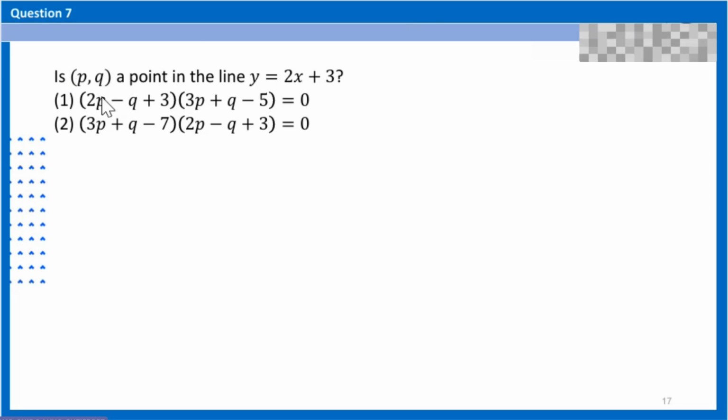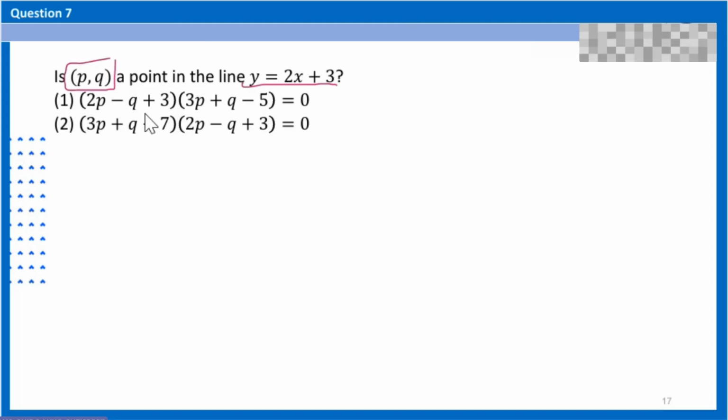is (p, q). Yeah, a couple of coordinates, right? A point in the line y equals 2x plus 3. Yeah, this is a very normal expression to represent a line, a linear equation with two variables. And you have two statements.